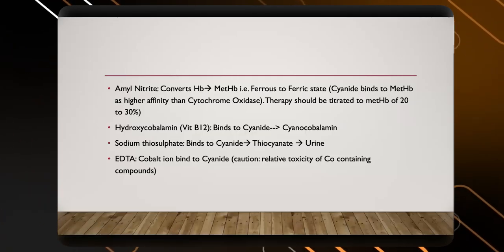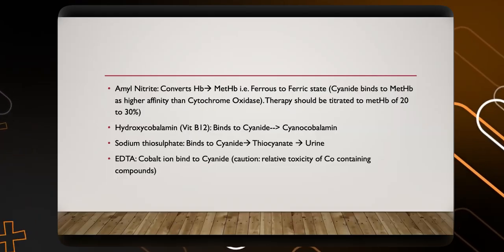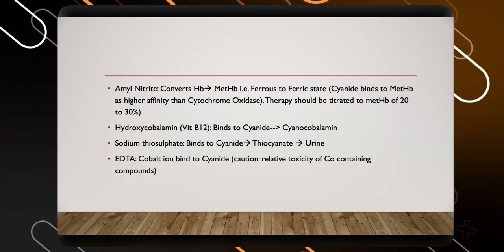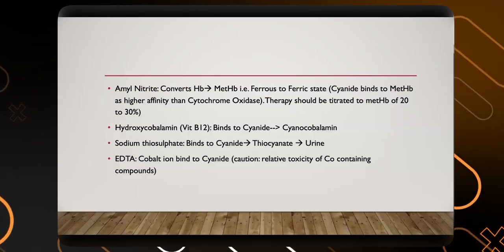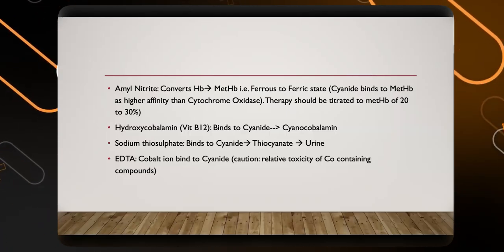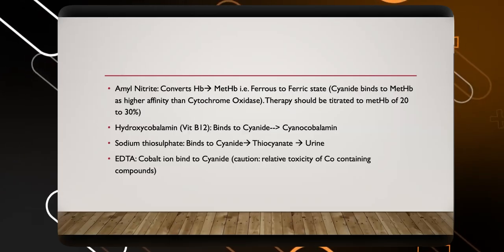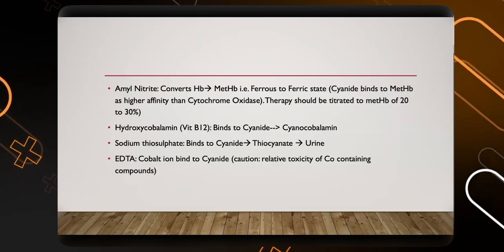Okay, so the amyl nitrite converts hemoglobin to methemoglobin, that is ferrous to ferric state, and the cyanide binds to methemoglobin as it has a higher affinity than cytochrome oxidase. But the therapy should be titrated to a methemoglobin of 20 to 30%.